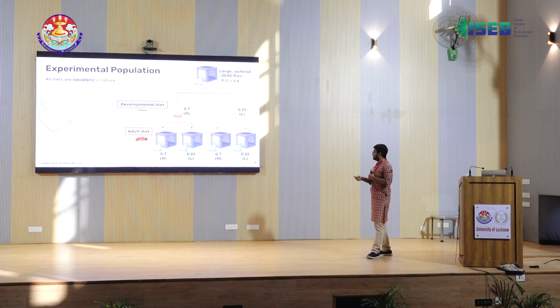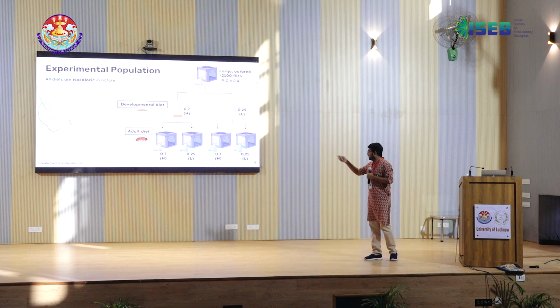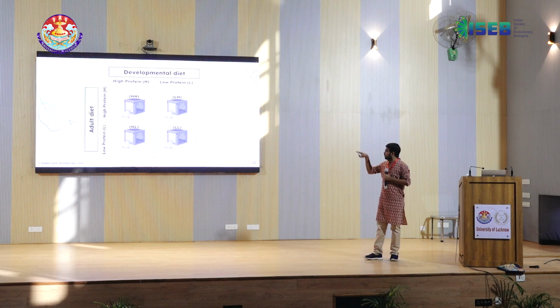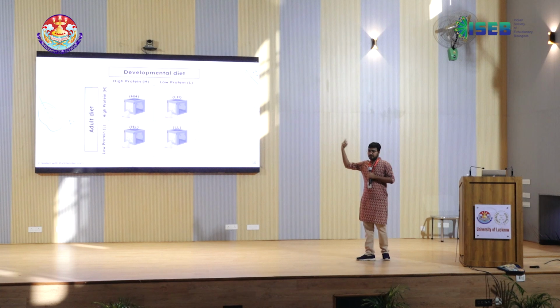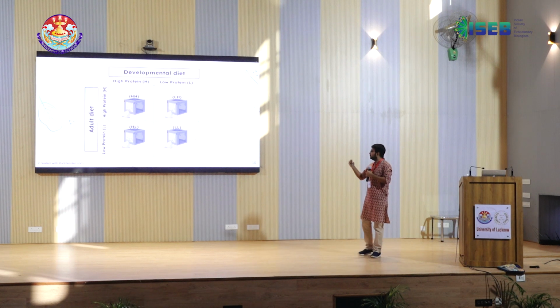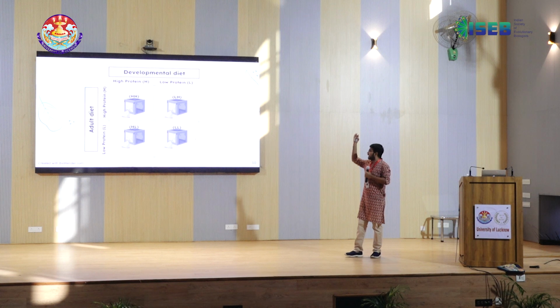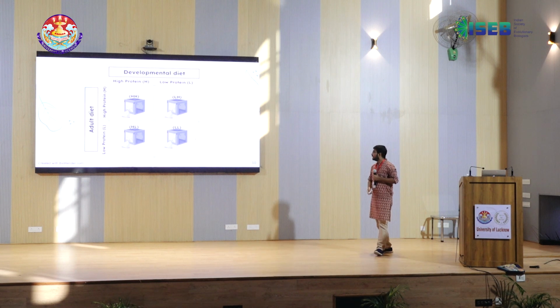Whatever adult flies we got from each of these two treatments, we further split them into two parts. We gave a high protein diet as adult diet to one part and a low protein diet as adult diet to the other. So we have in total 2 by 2, four combinations, with high protein and low protein as developmental diet and adult diet. This is a very nice framework because we could easily dissect out, using a generalized linear model framework, the main effect of developmental diet and adult diet, as well as their interaction, if there is any.